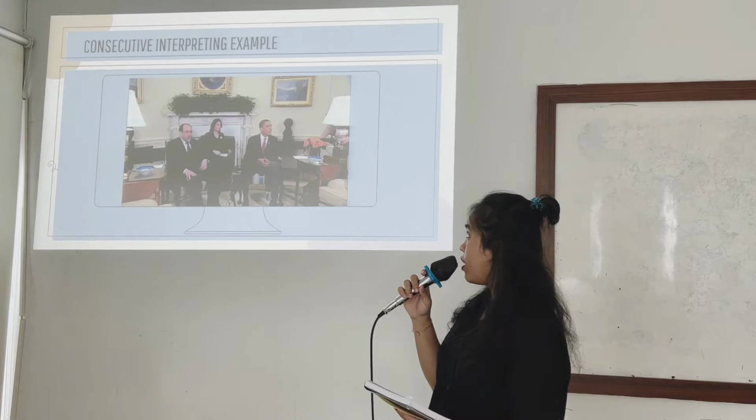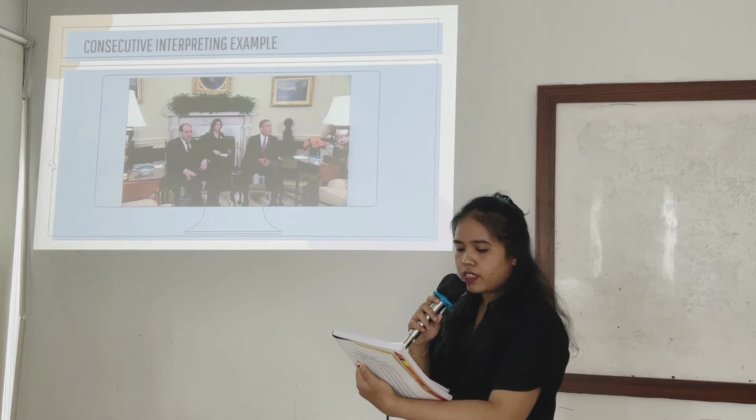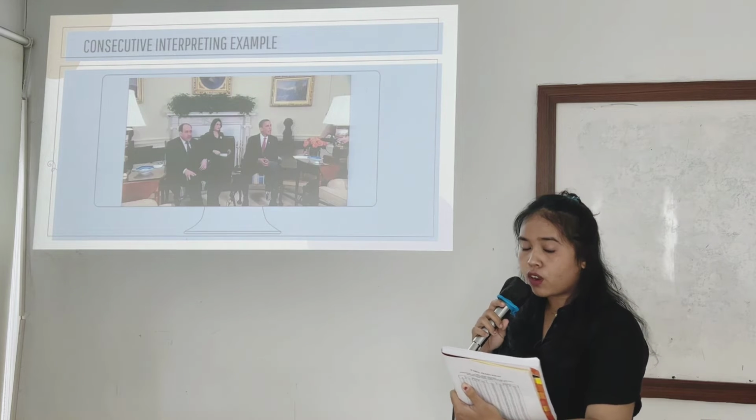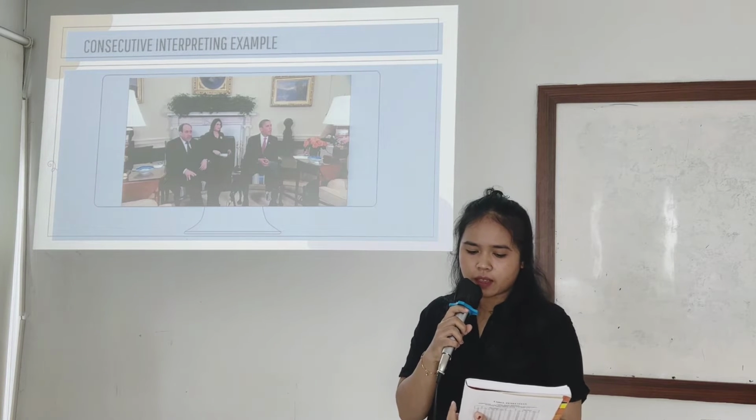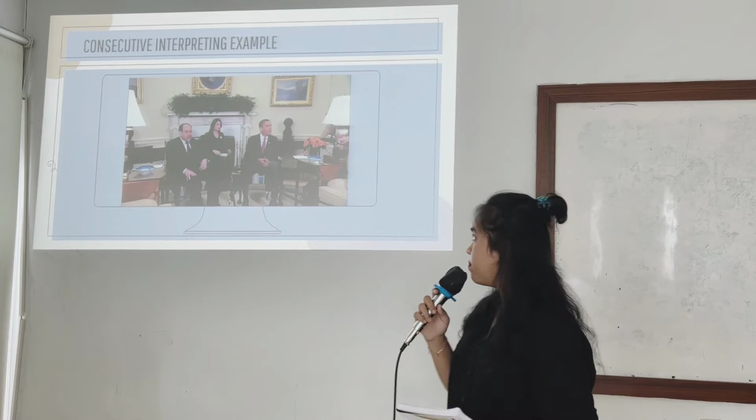This is a consecutive interpreting example. There are two speakers here, Mr. Obama as the President of the USA and Mr. Maliki as the Prime Minister of Iraq.